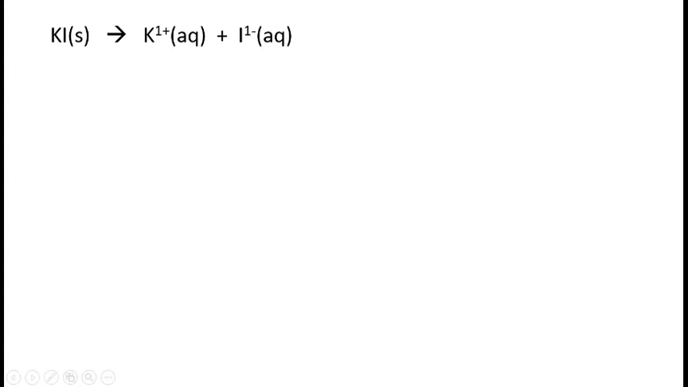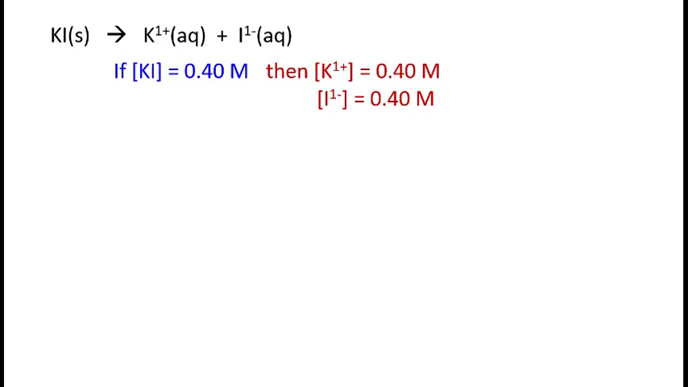Think about potassium iodide, KI, which goes to potassium ions and iodide ions when dissolved. If we said that the concentration of the compound, potassium iodide, is 0.40 molar, then we would also know that the concentration of potassium ions is 0.40 molar, and the concentration of iodide ions is 0.40 molar. This is because, based on the balanced equation, 1 mole of KI forms 1 mole of potassium ions and 1 mole of iodide.